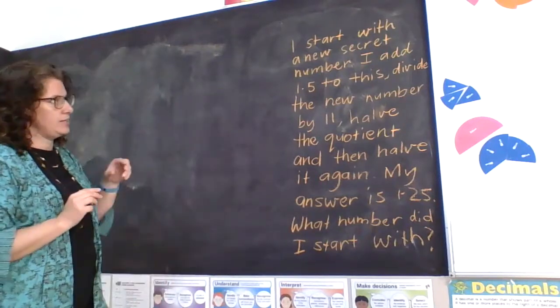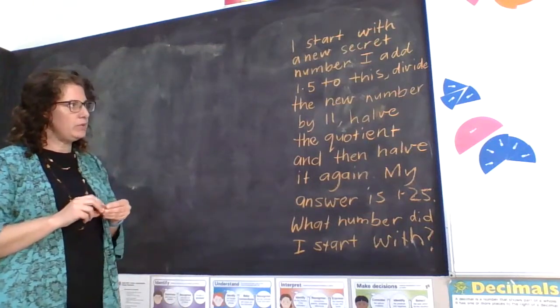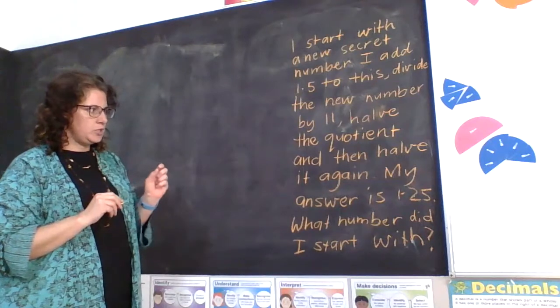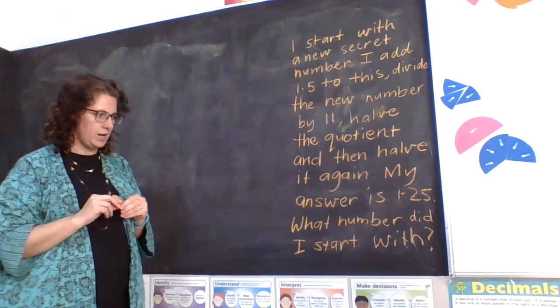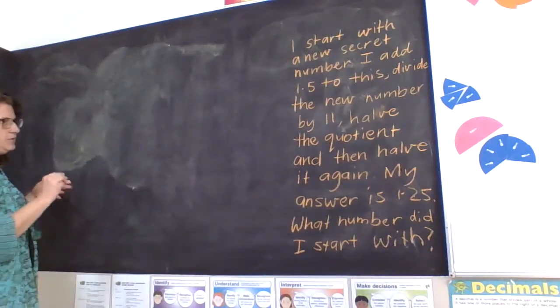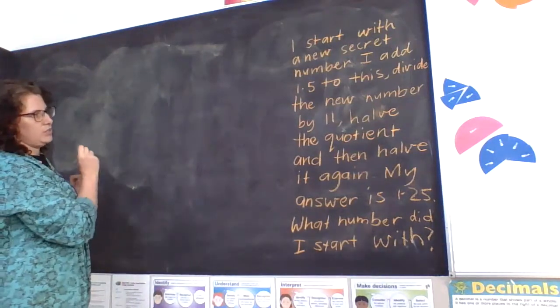So let's read out the question. I start with a new secret number. I add 1.5 to this, divide the new number by 11, halve the quotient, and then halve it again. My answer is 1.25. What number did I start with? So if I were to write an equation for this, and this is where I think I went wrong, Zane, and anyone else who's interested.